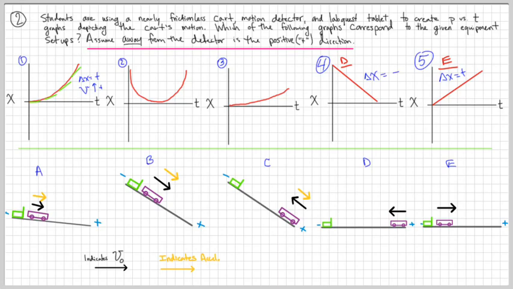So here we have 1 and 3 again, very similar, except how quickly the slope is changing is different. Graph 1 must have a greater acceleration. It's increasing in its velocity at a faster rate.